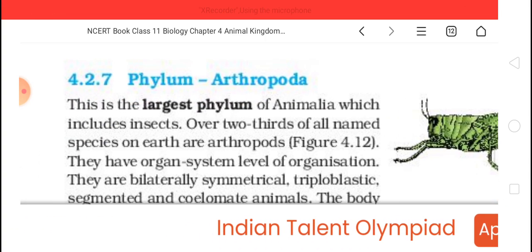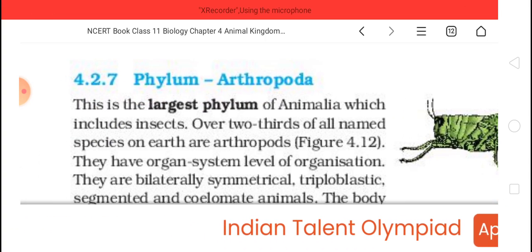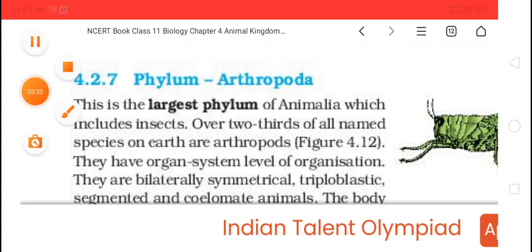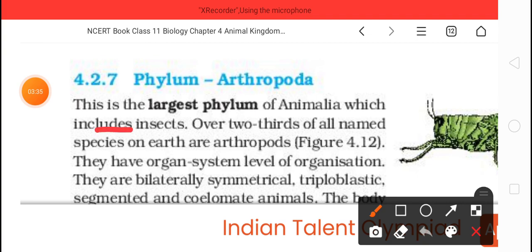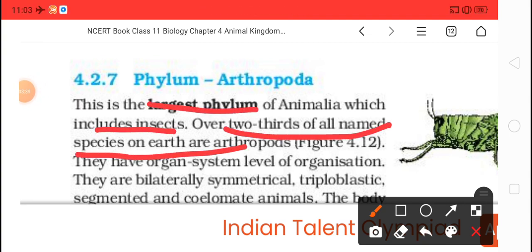Now we come to the largest phylum of kingdom Animalia, which is known as Arthropoda. So Arthropoda includes insects. It is the largest phylum. Two-thirds of all named species on earth are arthropods. They have again organ system level of organization, bilaterally symmetrical, triploblastic, segmented, and coelomate.